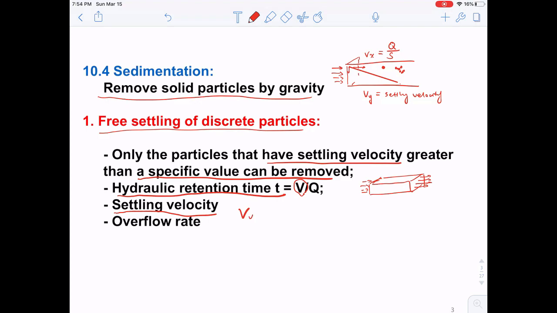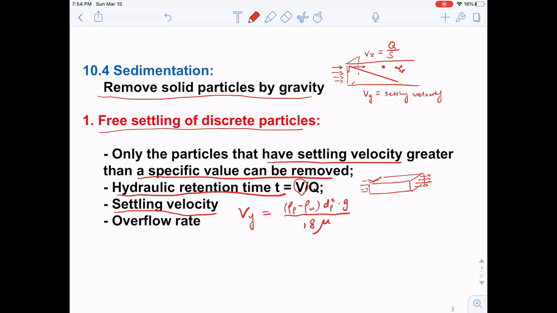According to the Stokes equation, the settling velocity can be calculated by rho particle minus rho water. So basically the density of the particle minus the density of water, multiplied by the particle size, multiplied by the gravity, divided by 18 mu. So the mu here is the viscosity of the water. Okay, so you can see that these are the density of the particle and the density of water. dP is the size of the particle and g is a constant. It's just the gravity acceleration, right?